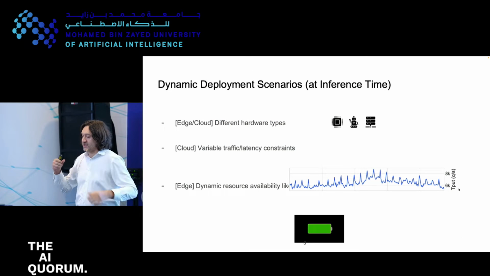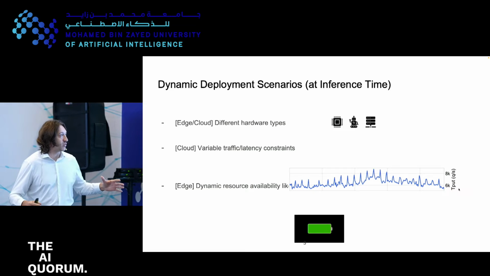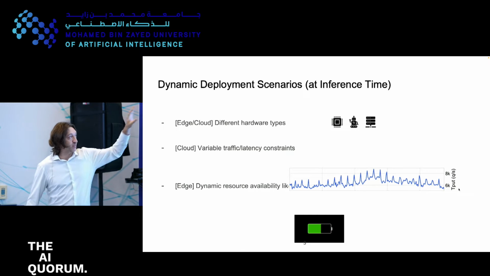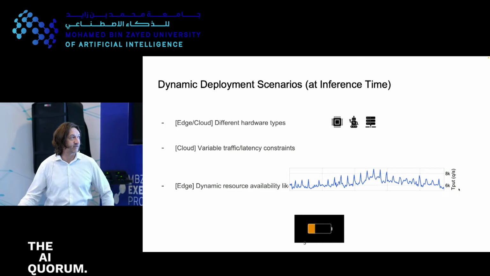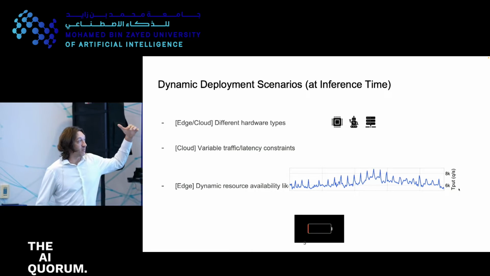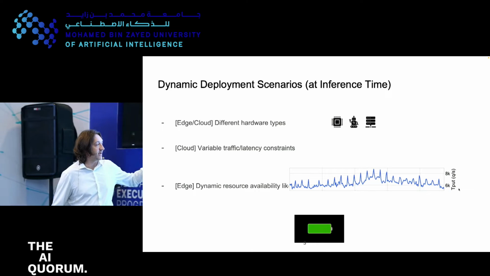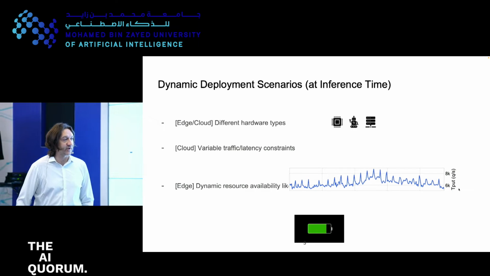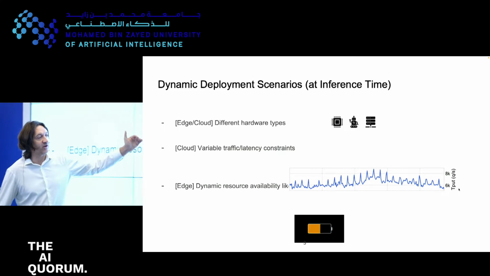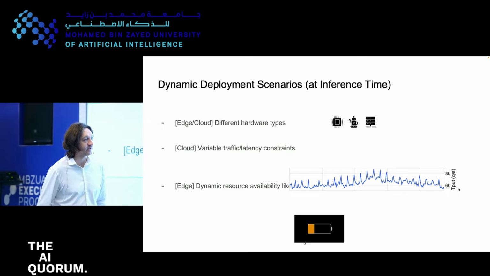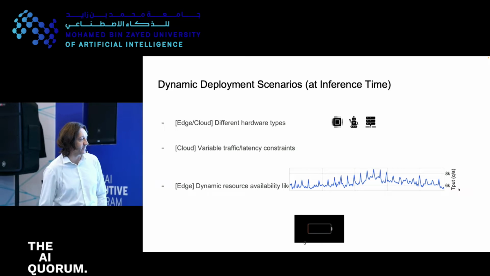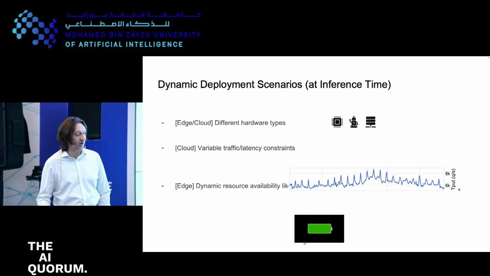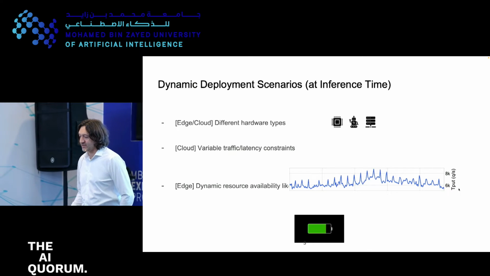So I mentioned dynamic deployment scenarios at inference time. Let's very briefly talk about the sources of that dynamism. First of all, you have different hardware types. That one is pretty straightforward and a pretty well-studied problem in the federated learning literature. But we also have variable traffic and latency constraints, and we also have dynamic resource availability, such as this trace that was drawn from Microsoft Azure Functions. You can see that it's very spiky, and the spikiness is over a very wide range of throughput in queries per second, in this case from 5,000 to 9,000 queries per second. We also have to deal with the dynamism associated with how much power and energy you have left on the battery on the device where you're performing inference.